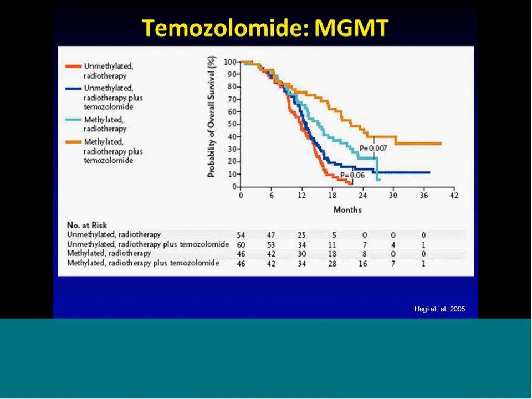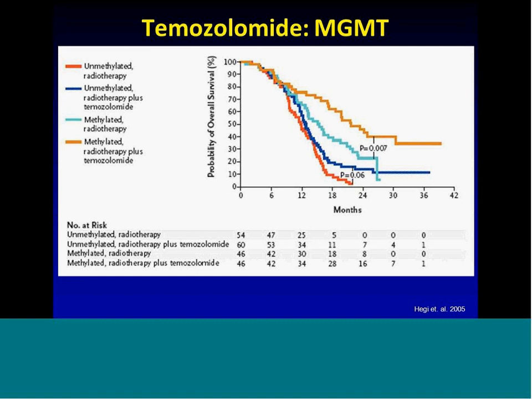Well, there's also a little study in here. Because what you do see is that this yellow line is the methylated with radiotherapy plus temozolomide. This light blue line, Carolina blue line, is methylated with radiotherapy alone, whereas the unmethylated with radiotherapy plus temozolomide is the blue line. So even though they're unmethylated, they did better than with radiation alone.